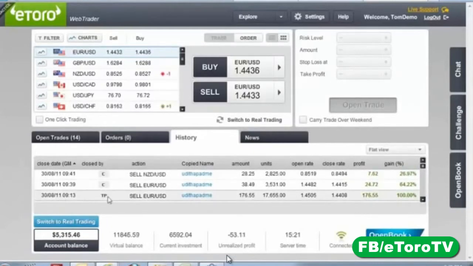Today. Wonderful. Why did I close? Because of the take profit. Did I do anything? No. This trader that I copied did everything for me. Isn't that great? Of course it's great. He sold the euro dollar at this rate, and we closed it right here, which is terrific and phenomenal, and I made $176 on this trade, and I didn't do anything myself. And that's the best and most important thing.